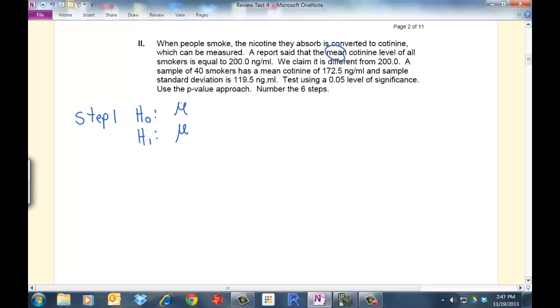Okay, now what is the researcher trying to show? Well, we claim it is different from 200. And this word different here points us to a two-tailed test. So the researcher comes along and he says he thinks the mean cotinine level for all smokers is not equal to 200, and the no change, no difference, no effect hypothesis is that it is equal to 200. Okay, so that's step one.